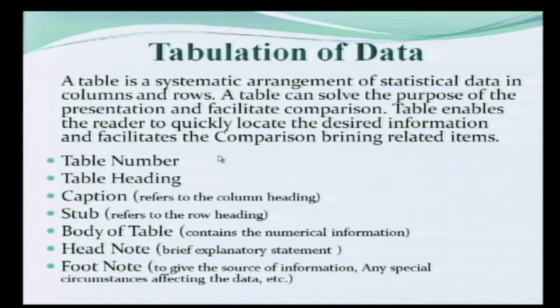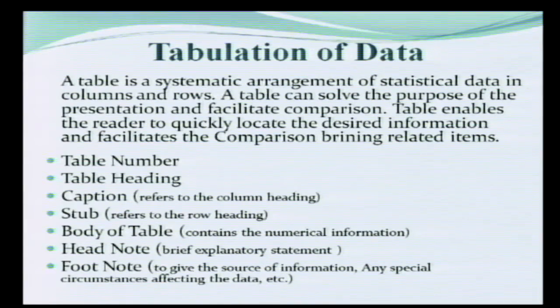There are some parts of a table that can be described here. The first part is the table number. Every table should have a table number, so that when more than one table is given in a particular chapter or segment of information, we can refer to a particular table through its number in further chapters of the book or further pages of an information bulletin. The table number is located just above the table.